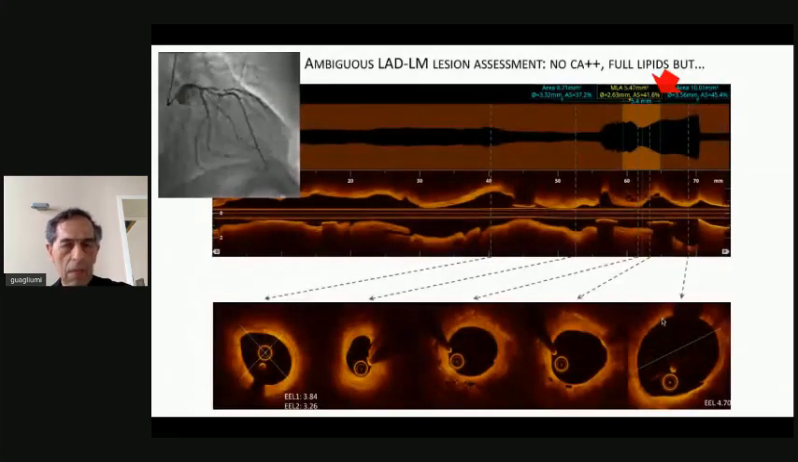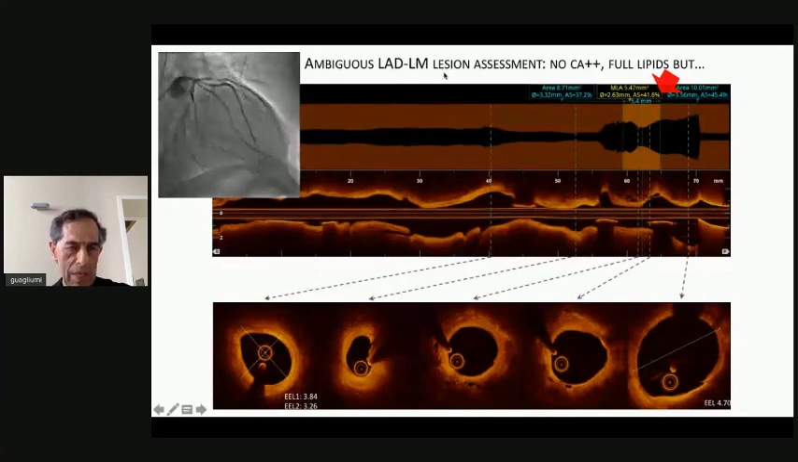What in addition? Well, when we are moving from the ostium, we are dealing very frequently with a bifurcation and with what we call ambiguous lesion.